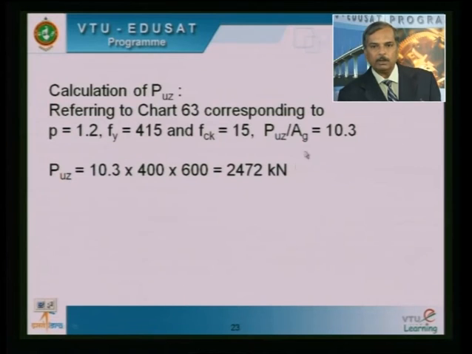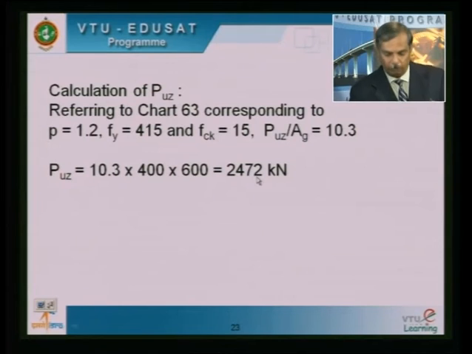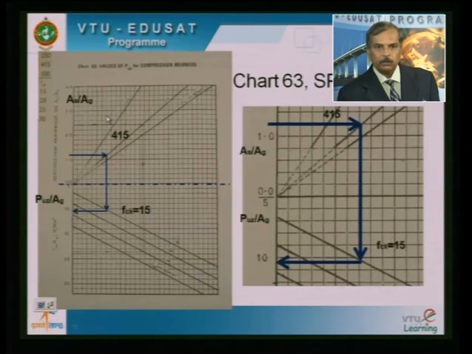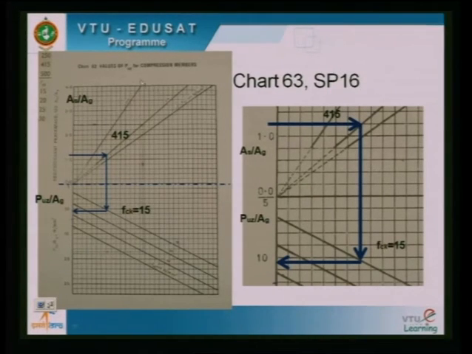Puz is equal to 10.3, the value you got from the chart, into 400 and 600, you get 2472. But how to get this 10.3 from Puz by Ag? This is the value to be picked based on these three pieces of information. See the chart. We need chart 63 of SP16, and this is how your chart looks. You may not be able to make out all the details, so go through SP16 and see the details for which this chart is valid.